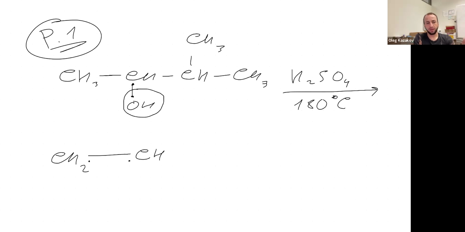So then this bond will be made. So now you have your alkene part, and everything else stays. So CH with a couple of methyls. So that's one option.